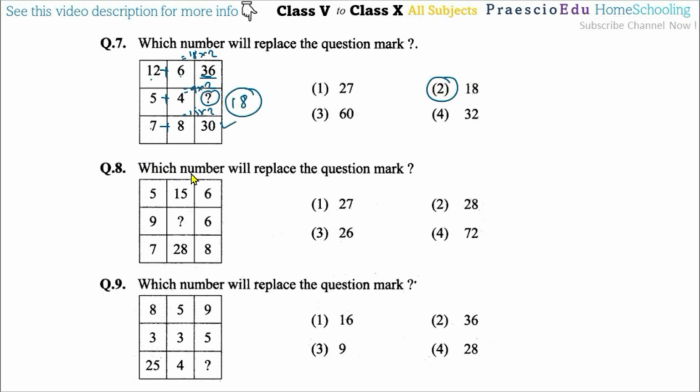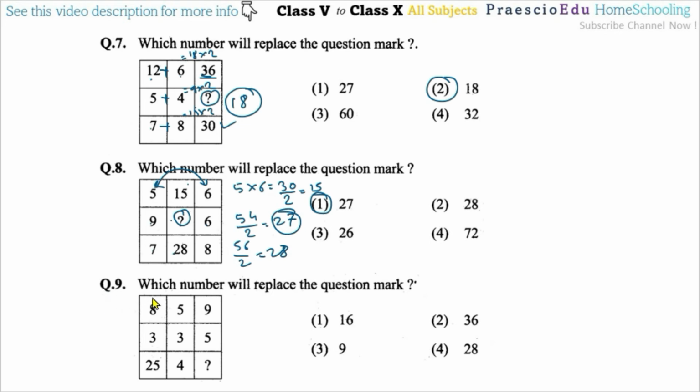Now question number 8, which number will replace the question mark? So the question mark is here. In this one, 5 and 6, if we do the multiplication, 5 multiplied by 6, we get 30, and if this product is divided by 2 we get 15, the middle number. Likewise 9 multiplied by 6 is 54, and by 2 there should be 27, and here 7 multiplied by 8 is 56, and by 2 we get 28. So here 27 should be there, and this is given in option number 1.